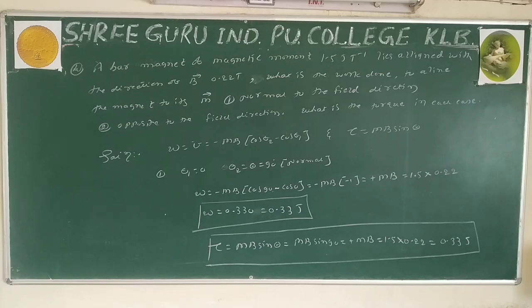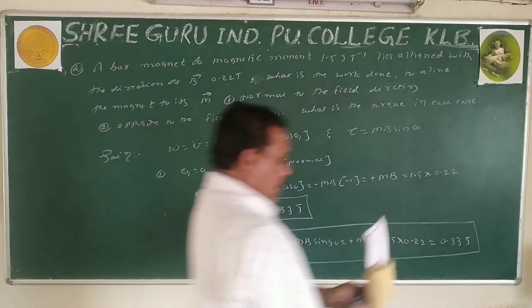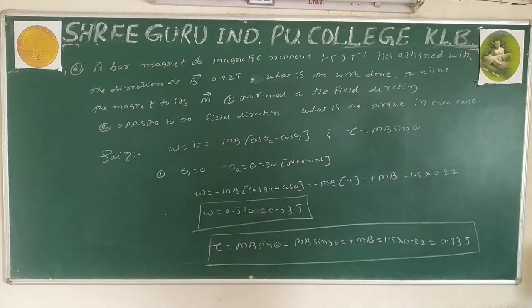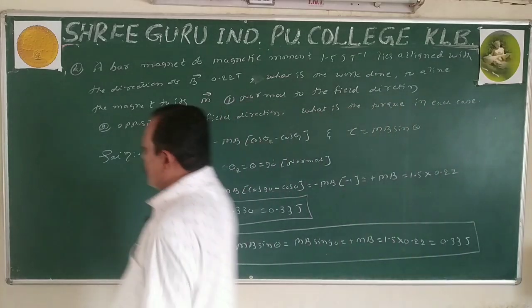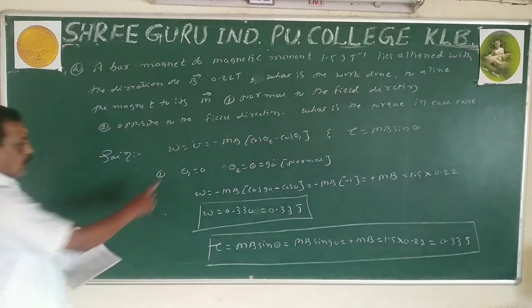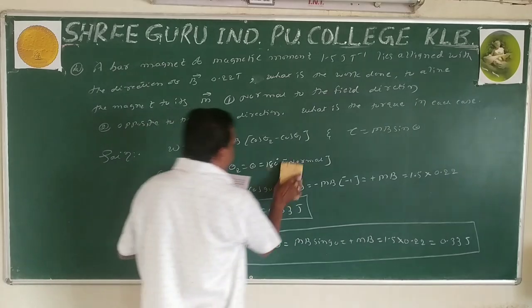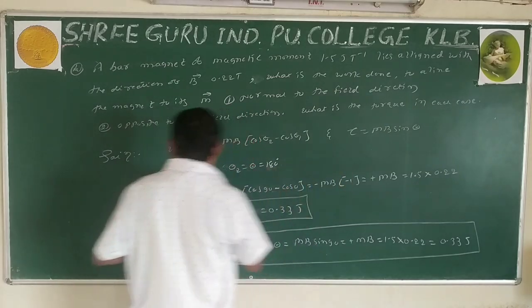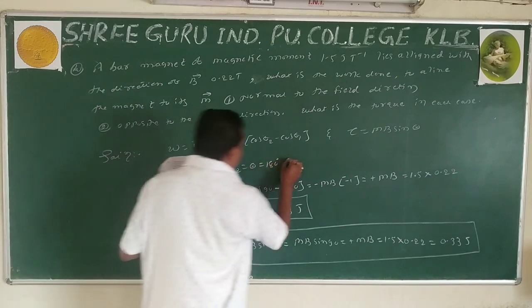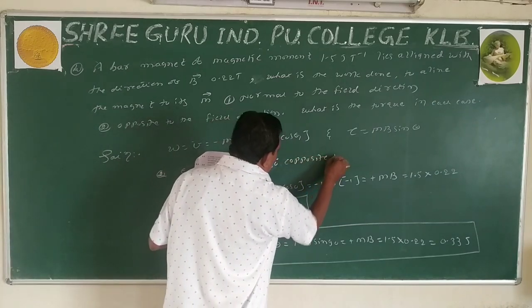Right? Look at the next condition, opposite to the direction of the field. Look at it once fully. It becomes easy. Shall I go for the second condition? Opposite to the direction of the field. Theta 1 is 0 and theta 2 equals theta equals 180 degrees. Remove this. Opposite to the field. Second case.